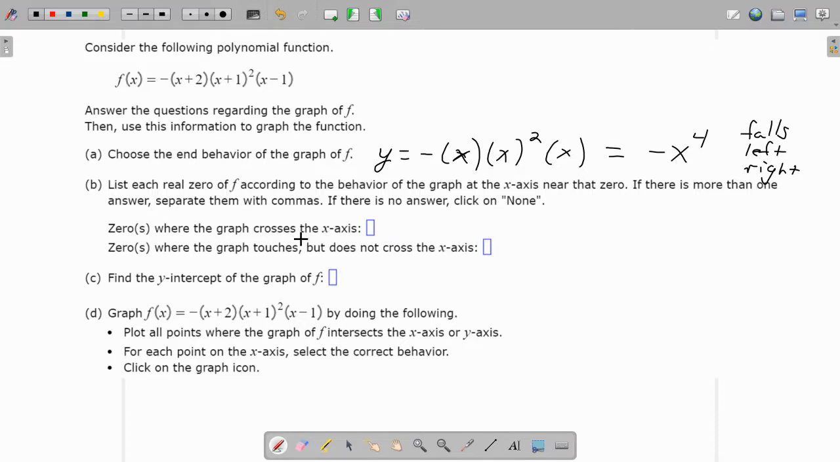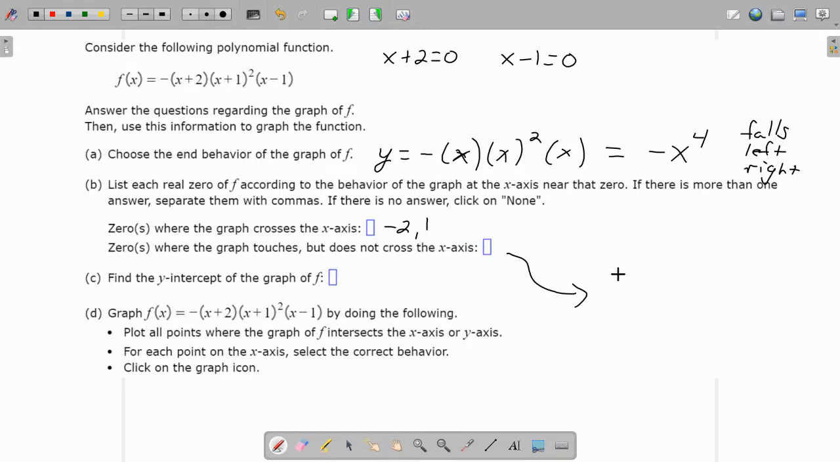Now, the crosses the x-axis. That's the odd one. So for the crosses, it's when x plus 2 equals 0, and when x minus 1 equals 0. Subtract 2 from both sides, you get negative 2. Add 1 to both sides, you get 1.